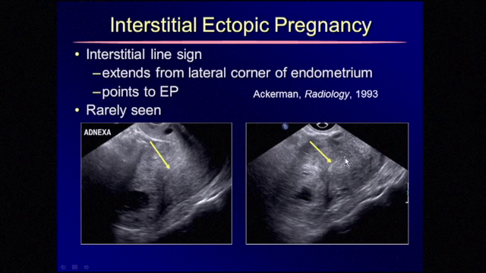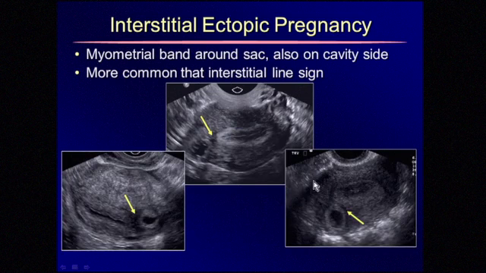So you can look for it. We always do look for it. But I think what is more important is to look for a hypoechoic band of myometrium between the endometrial echoes and the gestational ectopic sac.